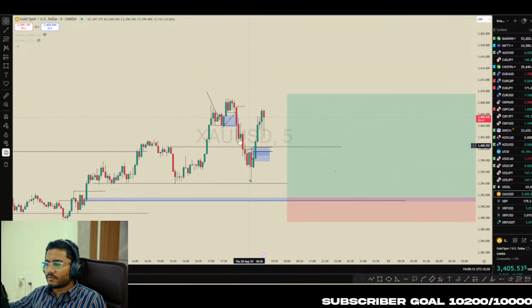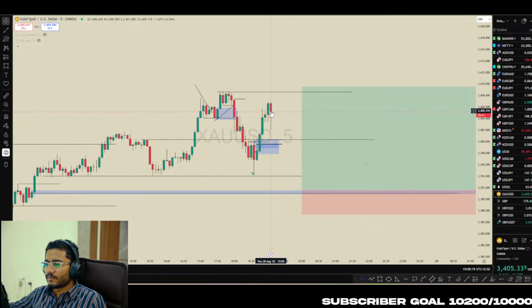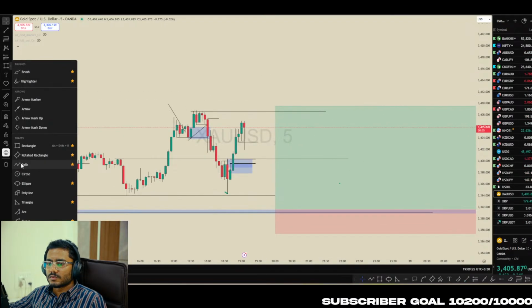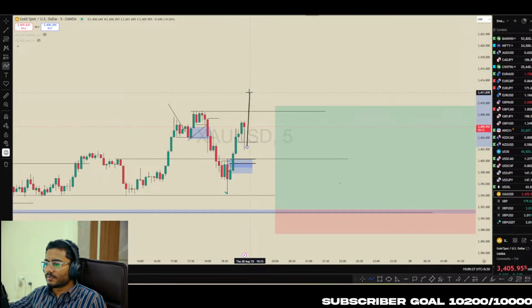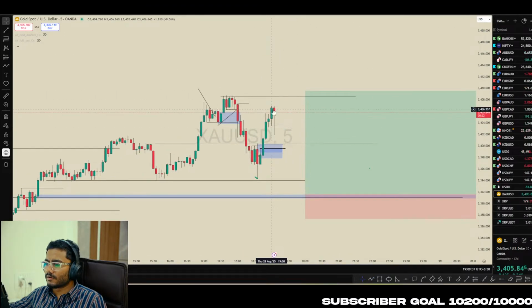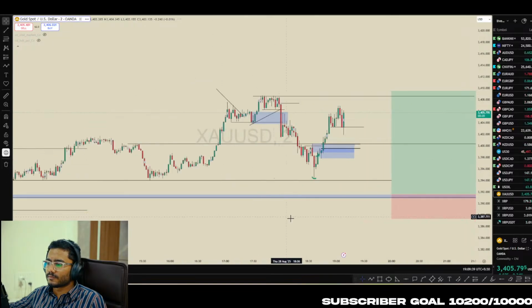So price is not fulfilling this imbalance. So I think we can expect a structure break over here. This 5-minute candle, if it closes to the upside, probably we'll look for a structure break. We just have to look for a setup which sweeps the liquidity like this and creates a structure break. Then we can look for a retest to the entry, something like this. Probably that will happen in a few minutes.